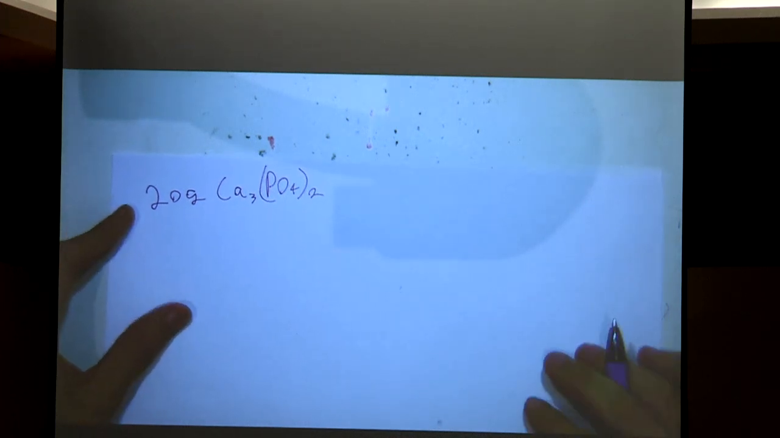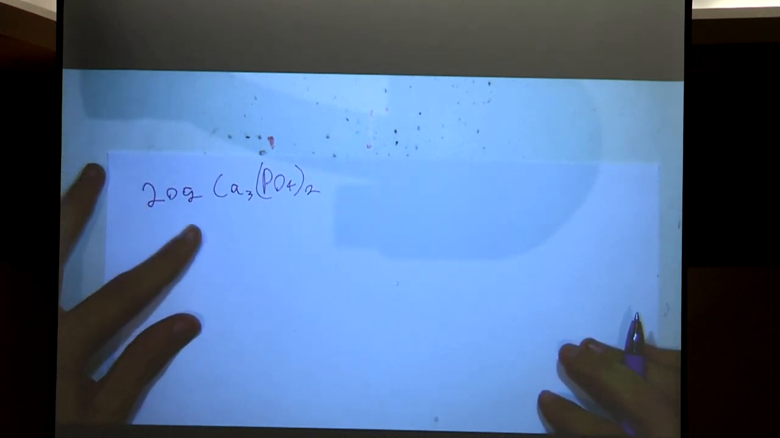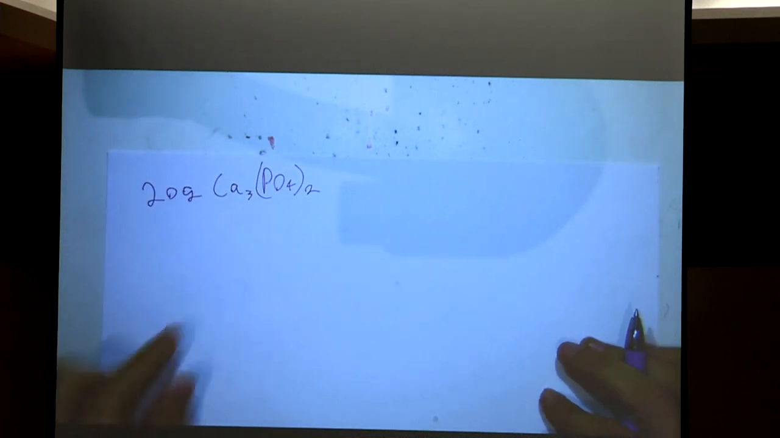So back to 21. Remember, we've got 20 grams of calcium phosphate, and we're trying to figure out how many moles of phosphate ions are in 20 grams of calcium phosphate. Okay. So the first thing I'm going to do is, since I'm looking for moles of an ion, I'm going to convert this compound to moles.